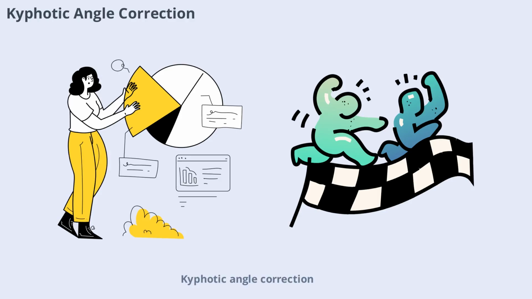Kyphotic angle correction, which refers to the straightening of abnormal spinal curvature, was also assessed. Results showed that both thoracic and lumbar kyphoplasty led to meaningful reductions in kyphotic angle, with some studies reporting slightly greater correction in the thoracic region. This improvement contributes to better posture and reduced pain for patients.